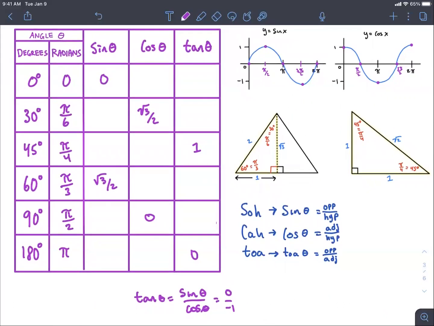Okay, so take a minute and, from this screen here, try to figure out what all of the other blanks are in this table. Okay, go ahead and pause the video. Okay, assuming you've done that, here are my answers. Hopefully this works. There we go.